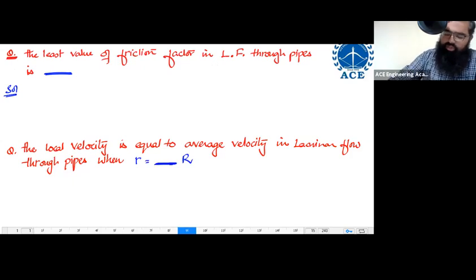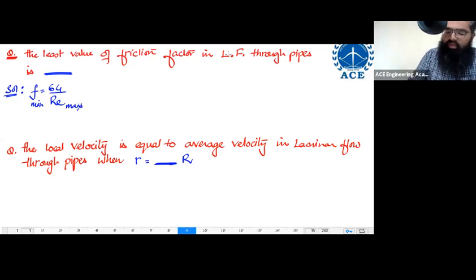What is the formula for friction factor? 64 by RE. यश प्लीज चेक कितने जीरो लिख दिया आप. चलिए, what is the formula for friction factor? 64 by RE. If I want minimum of F, I want maximum of RE. Simple logic. Inverse variation है. Inverse variation में for one thing to become minimum, the inverse quantity should become maximum.